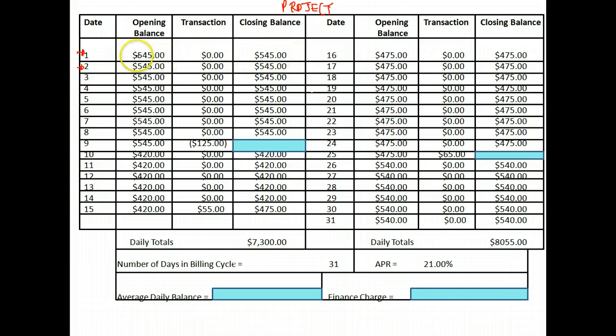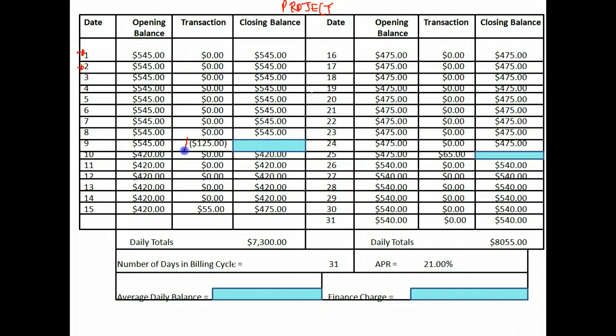So obviously this first day they started at $545. They didn't make any payments and they didn't buy anything new. So the balance stayed the same. Notice that's the case for the first 8 days. And there's nothing there they want you to fill in until we get to day 9.